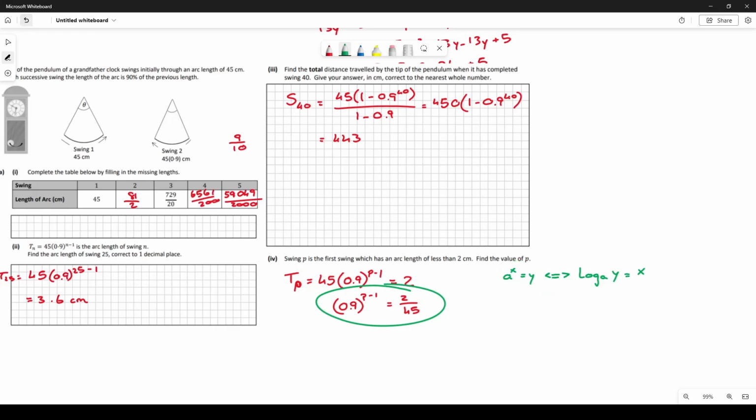So what we would do is say this is a, this is x, and this is y. And we would rewrite it out in this format. So I'm going to say log base 0.9 of 2 over 45 equals p minus 1. Now, don't forget, on your calculator there is a button to do this.